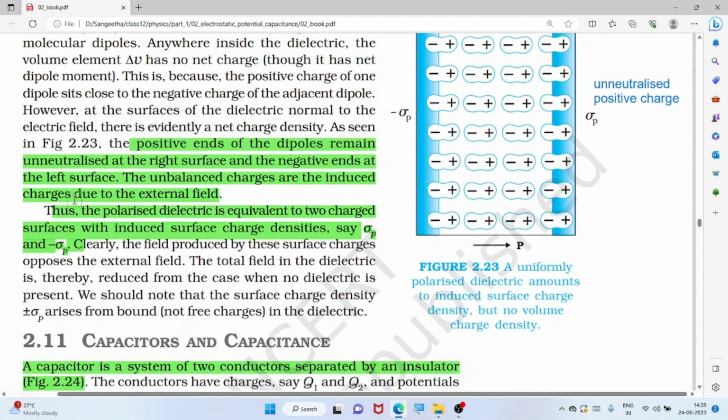The positive end of the dipole remains unneutralized. The negative ends of the dipoles too, you can go through this.